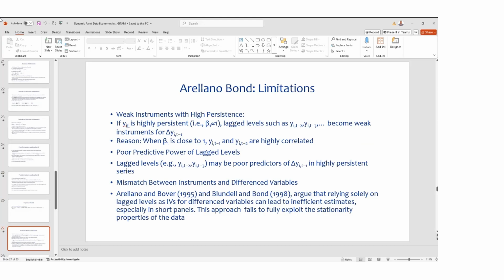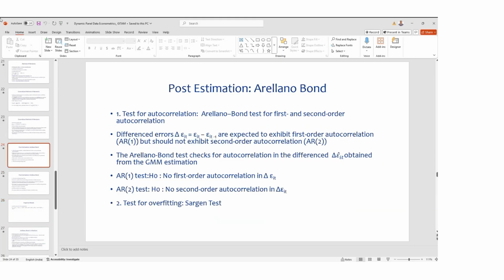Especially if your beta is highly persistent, this model need not work, and we really do not know the power of the lagged variables. In some cases, the lagged variable need not carry enough information to be included in a model. You're adding more instruments, but are all those instruments relevant is the question. So it comes up with those limitations.